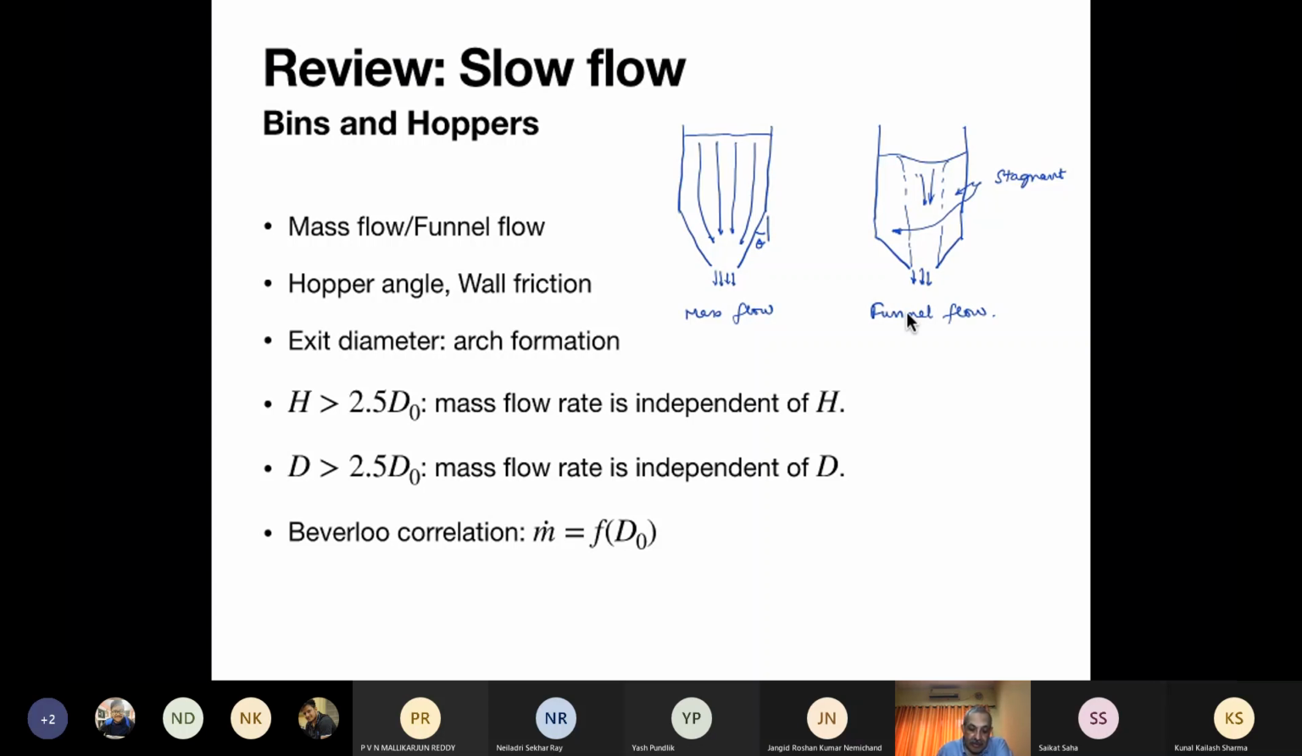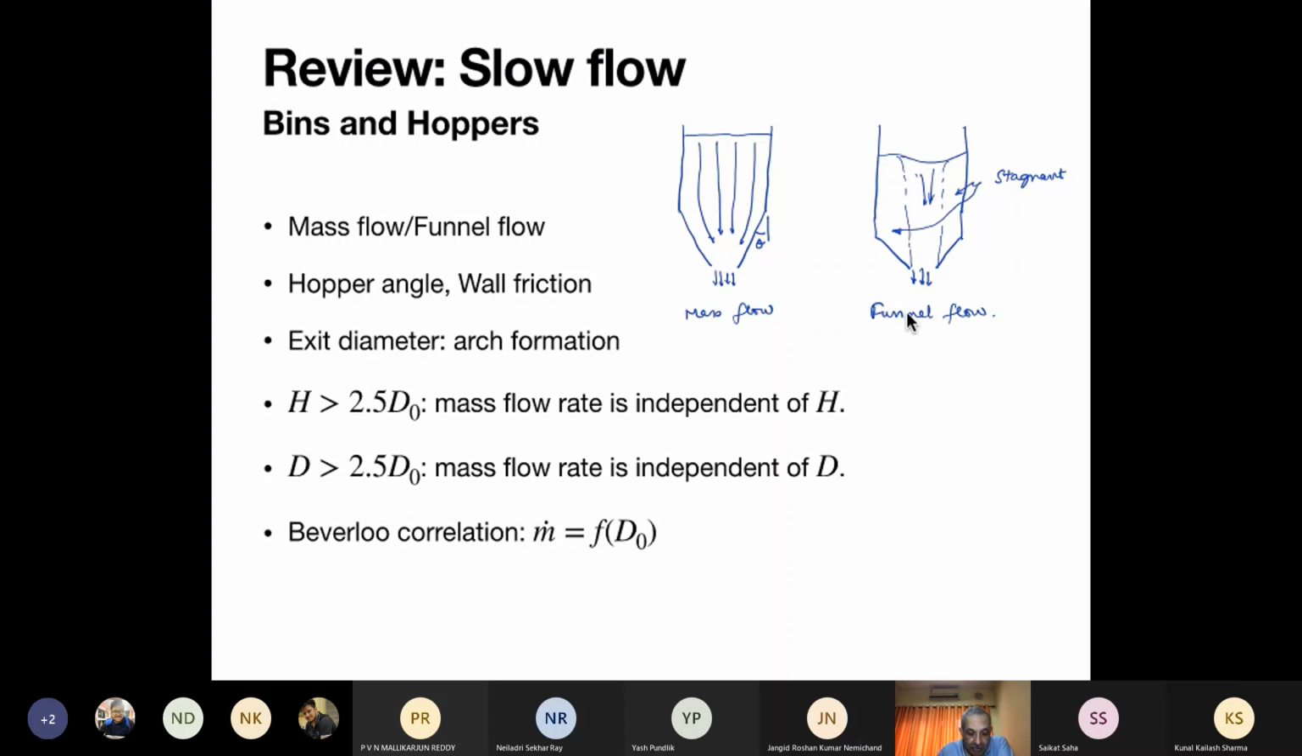To prevent this, we have to make sure that the hopper angle is small enough and that we have low wall friction. So then it prevents this stagnant zone formation. Another thing that's very important in these hoppers is that if your exit opening is not large enough, you can form an arch across the exit, and that completely blocks the flow. And those arches can be quite strong and withstand a huge amount of weight from the top.